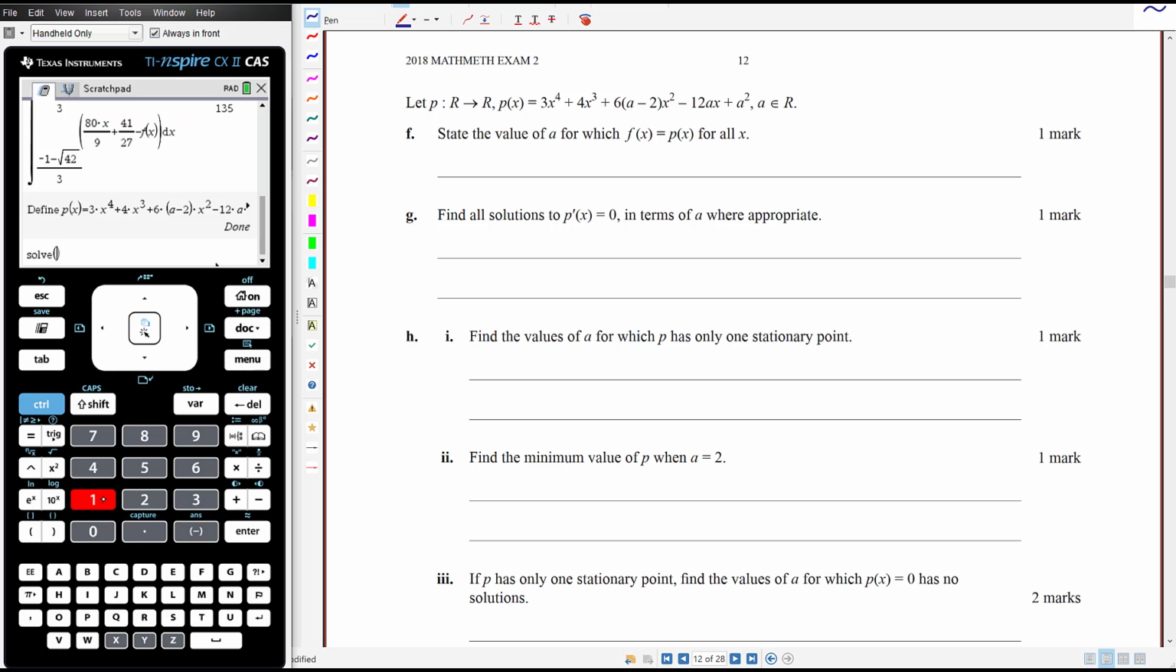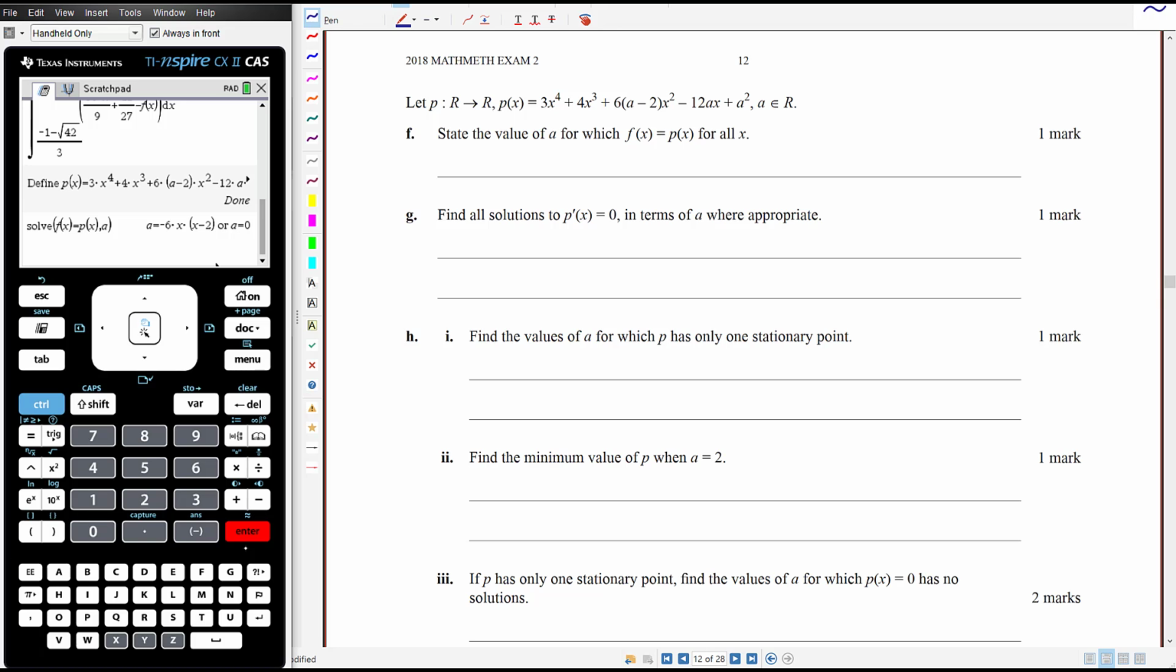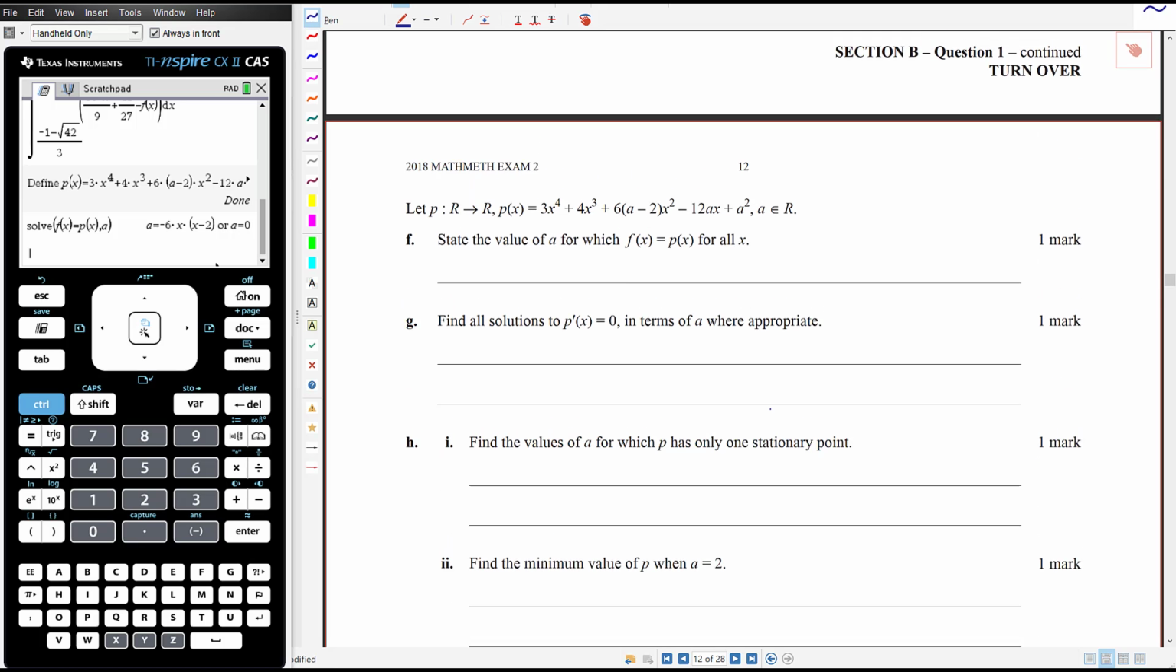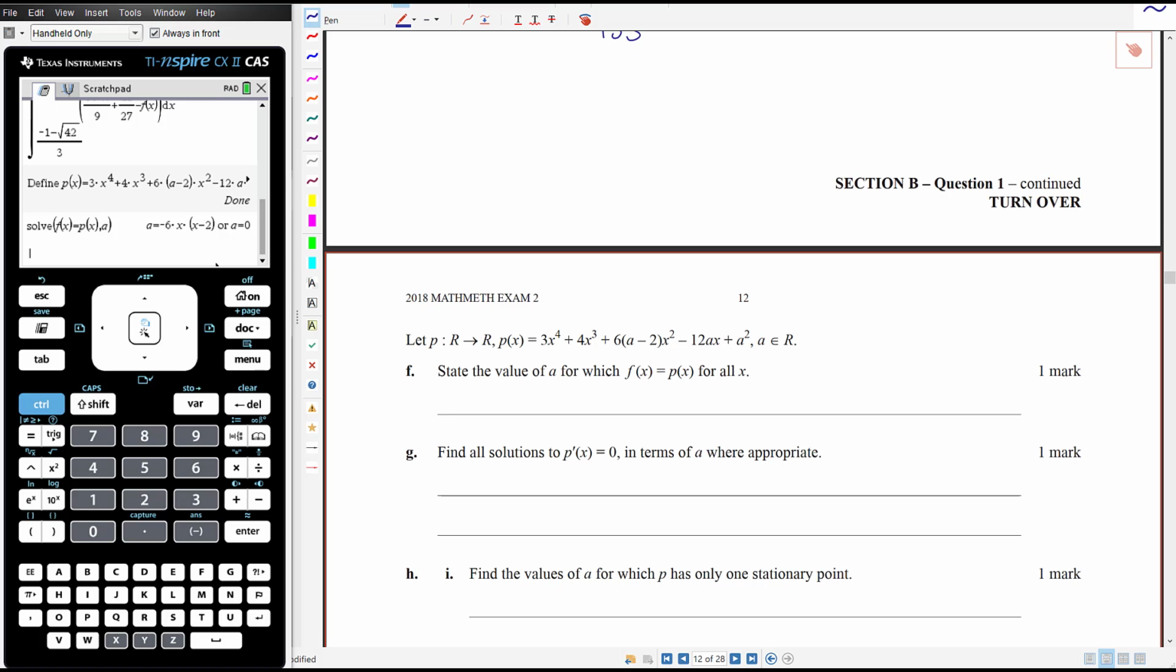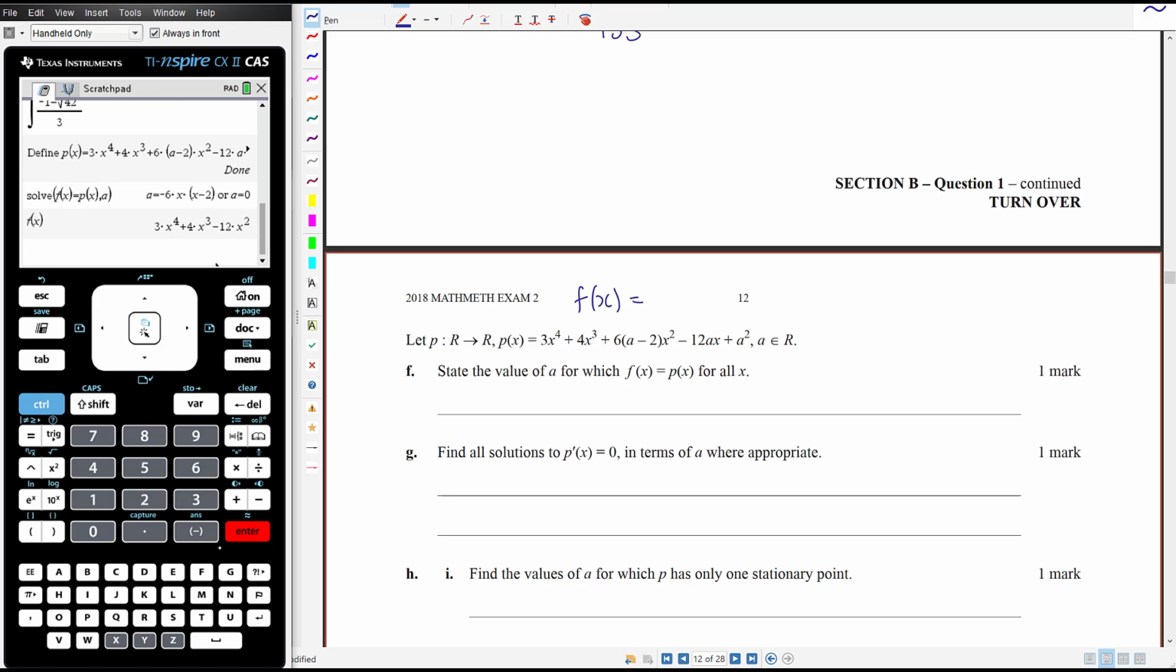Now, I think your CAS should solve this. F of x equals p of x, comma x, no, comma a. Okay, that's not particularly helpful. However, this isn't as complex. This is pretty straightforward. So I'm just going to write out f of x here, because we know that f of x is, let me get it on my CAS so I don't have to scroll up. F of x is 3x to the power of 4 plus 4x cubed minus 12x squared.